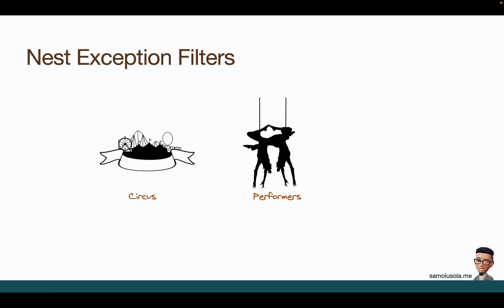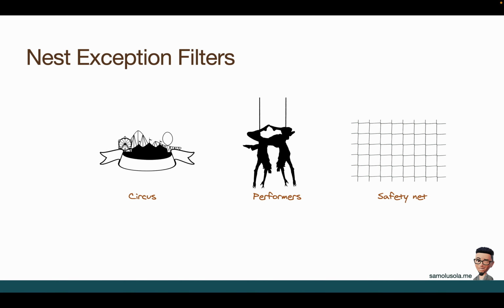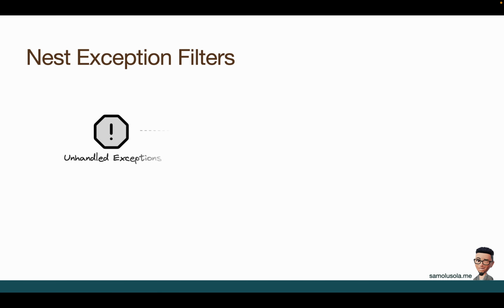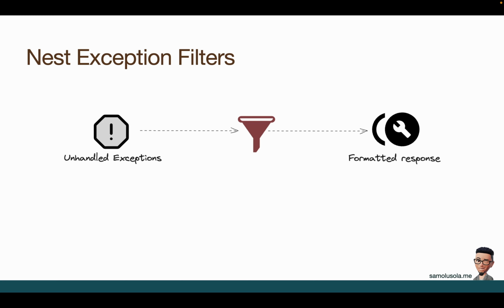So what we have at a circus is a safety net under the performers, so that when they fall, they fall on the safety net rather than onto the floor. This is similar to what Nest exception filters do. They catch unhandled exceptions and return a formatted response to a user.